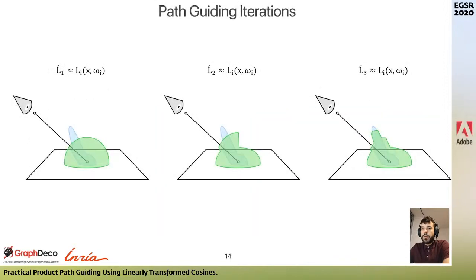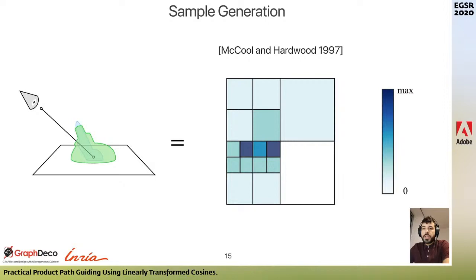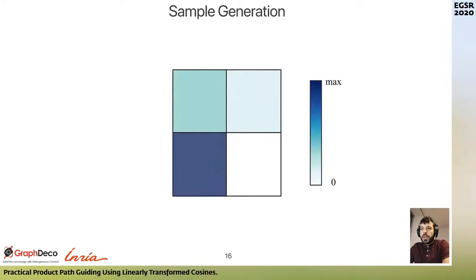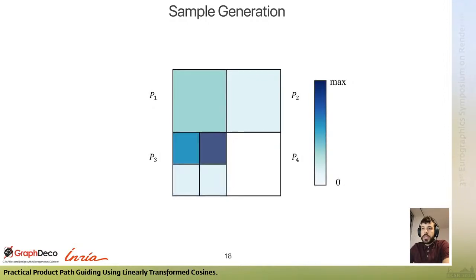Here we can see how the quadtrees get refined in each one of the iterations to better approximate the incoming radiance. During sampling, the quadtree is used to generate samples. This is done with a hierarchical warping scheme proposed by Mack, Kulla, and Hardwood. The relative stored value in the quadtree determines the probability for traversal, and this process is repeated in the quadtree until a leaf node is reached. Within the leaf node, we sample uniformly.